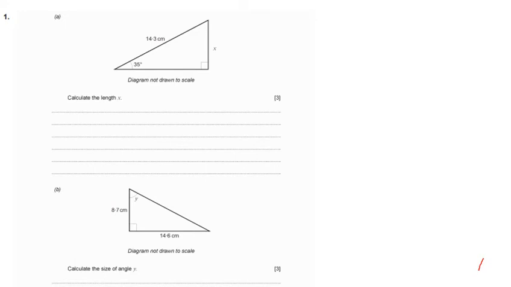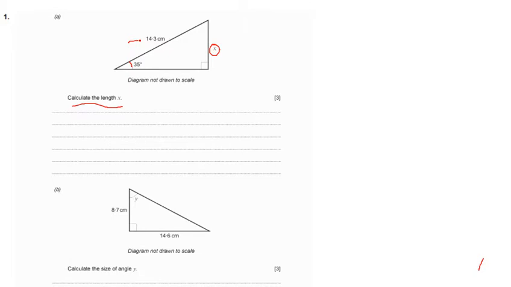Question 1 asks us to calculate the length x, so the length of this side here. It tells us that we have an angle of 35 degrees and a side length of 14.3 centimetres. So I can see straight away that it's trigonometry: two sides and one angle.